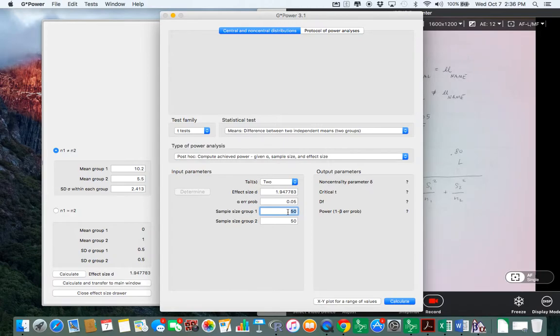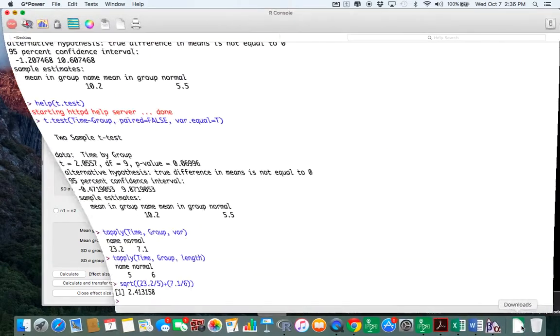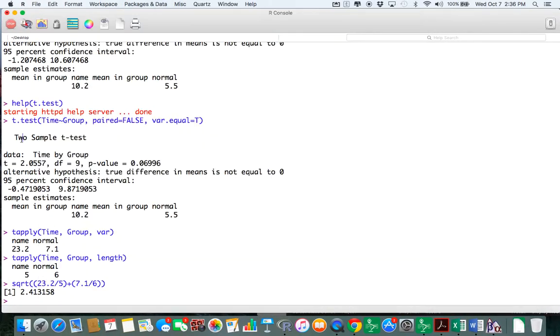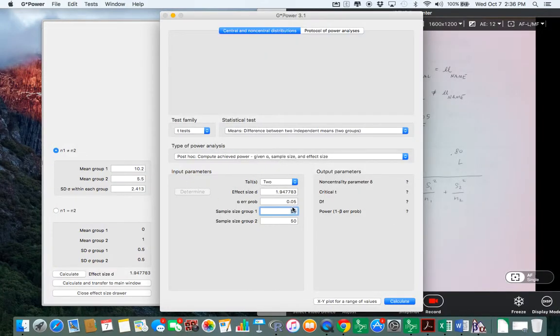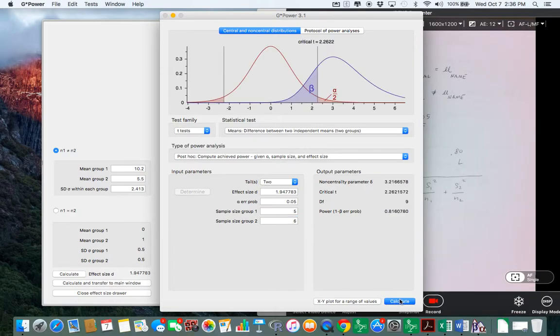Power, what did we have again? I think we had, losing my mind, guys, 6 and 5, 5 and 6, okay. So 5 and 6, and actually we have a power of 0.81, which is extremely impressive. 0.816. So if there was a difference in the means, we've got enough power to detect that.